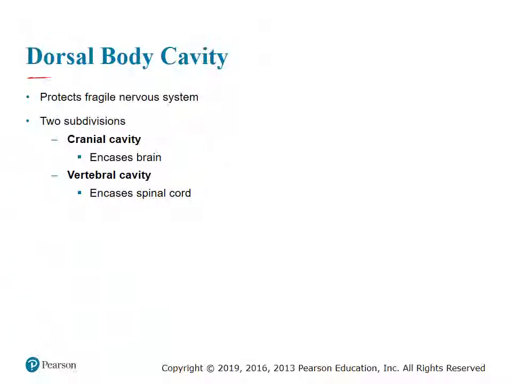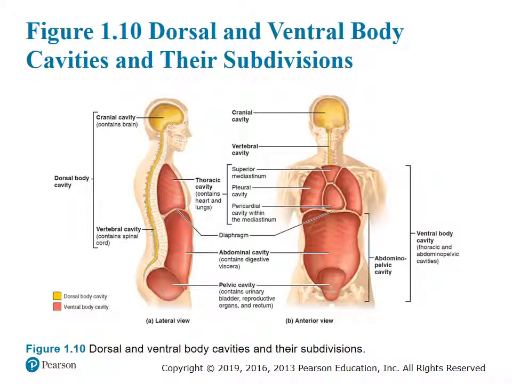The dorsal body cavity is the one that we use to protect the nervous system. So it's composed of two subsets, and we call those the cranial and the vertebral cavity. Okay? Or the skull and then the backbone, right? And again, we use the word cavity, but these are empty spaces that are filled up with. Okay?